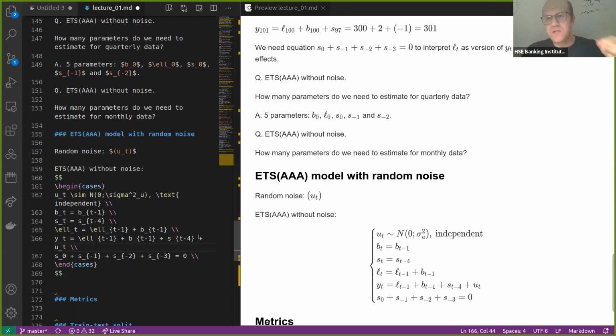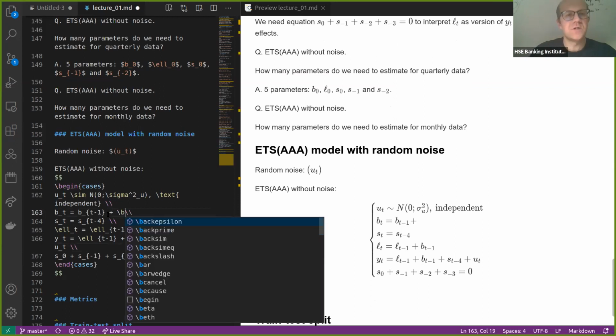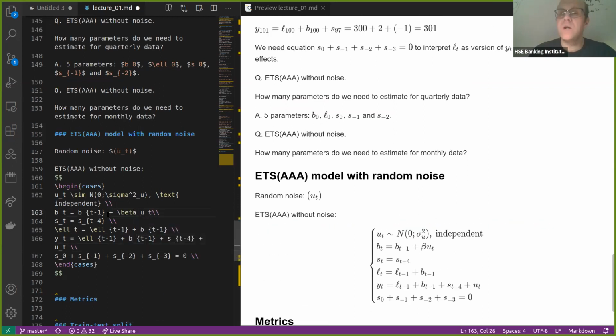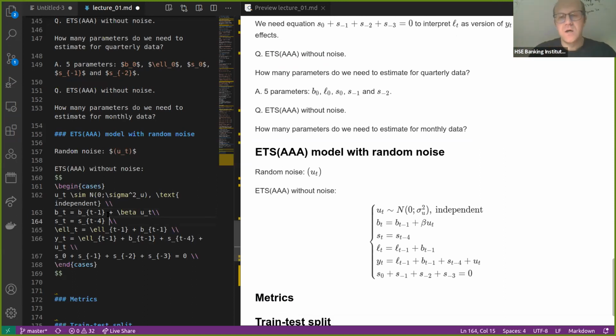But the idea of the ETS model is that the influence of UT is different. Maybe it will influence BT and ST not by the same amount. It will influence, but I will add some coefficients. I will add the coefficient beta here. So random noise will influence growth rate, but with some other force, with some other amplitude than the immediate influence.